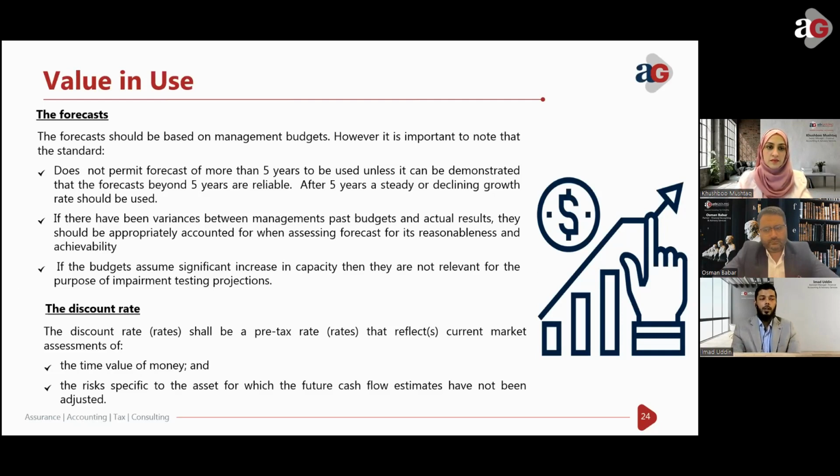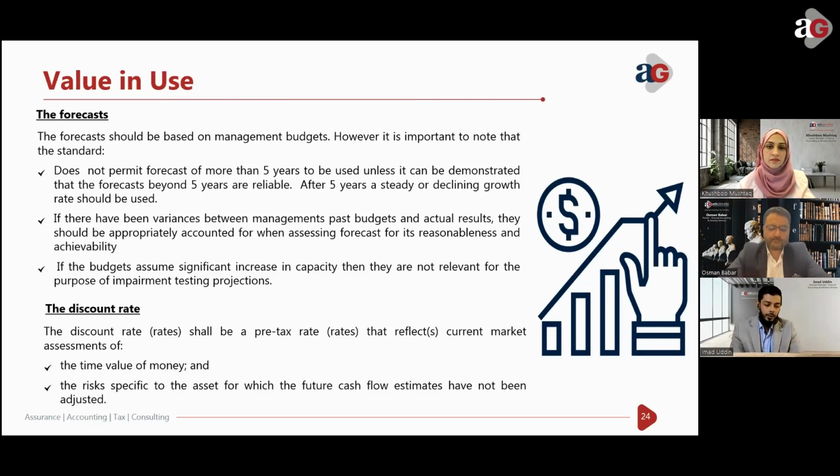For some businesses, it might be really predictable. For example, an entity might have a very binding contract for a particular set of assets, and it might be able to predict what the cash flow would be for the next 10 years, but that would be rare. Normally, it would be limited to 5 years. After 5 years, a steady or declining growth rate should be assumed, like we use in business valuation. We use a terminal growth rate.